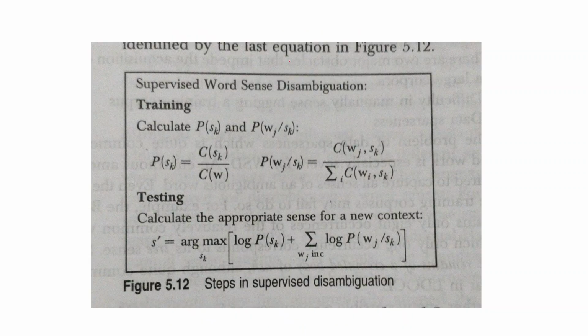So finally, the algorithm. The training part is the calculation of probability of Sk for each of the senses and probability of Wj given Sk, for all words in the corpus. If you keep these probabilities, then for testing you will be given a sentence or context C and a word, say W, and for each of the senses Sk of that word W, you calculate this and take the argmax. With that, you get the correct sense. So that is how it is.